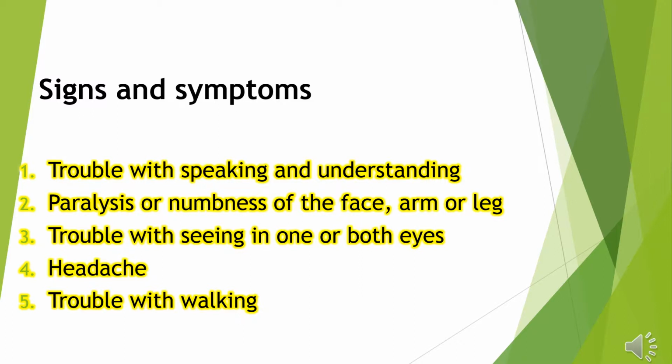Third, trouble with seeing in one or both eyes, including blurred vision. Fourth, trouble with walking. These signs and symptoms are mainly in ischemic stroke. Headache is the major sign and symptom in hemorrhagic stroke. Here, the patient tells the nurse or physician that it is the worst headache of his life.